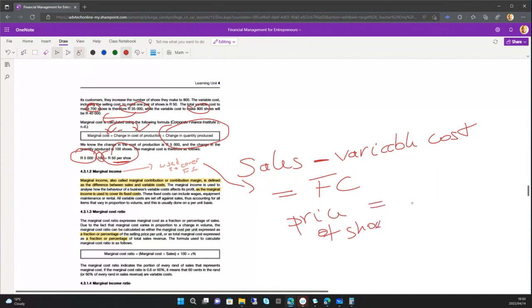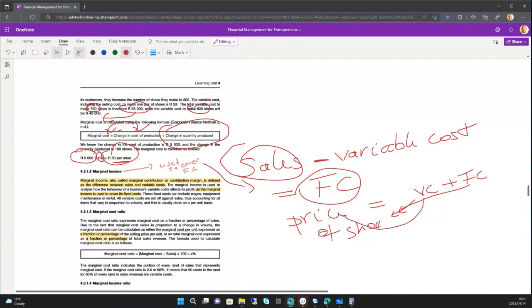So, price of a shoe. Within this price, we need to take into account the variable cost that we spend to manufacture this shoe, and we need to take into account the fixed cost that was used to manufacture this shoe. That's why when you see sales minus variable cost gives you the fixed cost. Quite important, because if this goes this side, we have price or sales or sell price minus variable cost gives you the fixed cost.